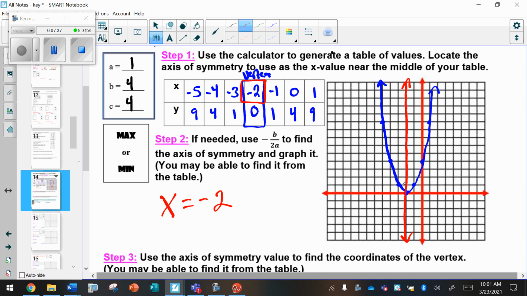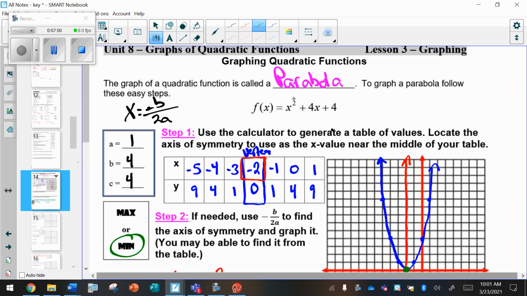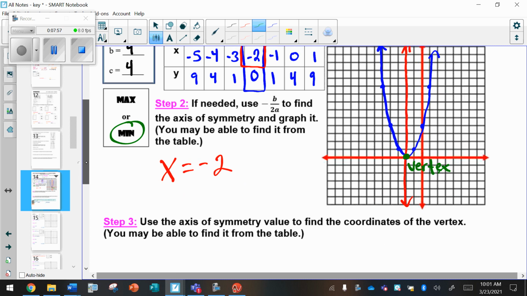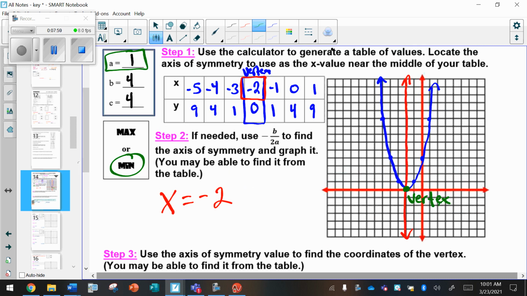Because our vertex is the lowest point on the graph, that makes it a minimum. And we knew that before we even graphed it, because the x squared term is positive. When that x squared term is positive, when our a is a positive number, then our vertex is the lowest point on the graph.